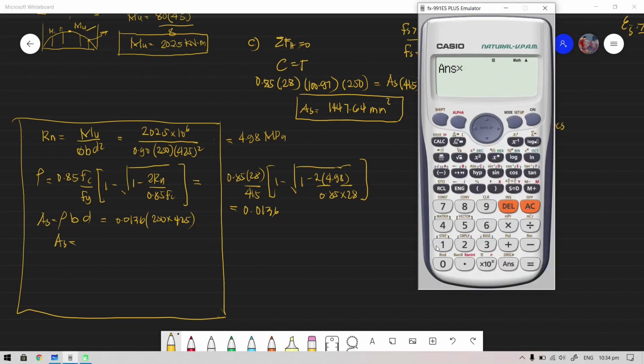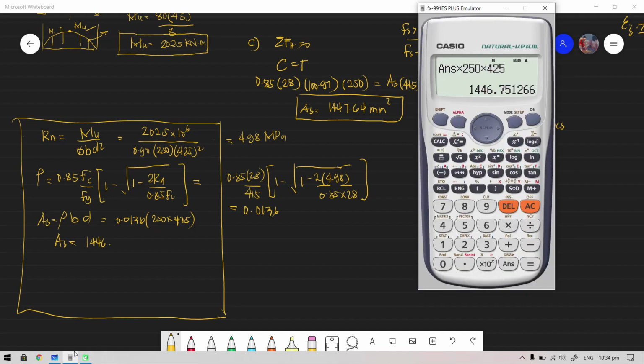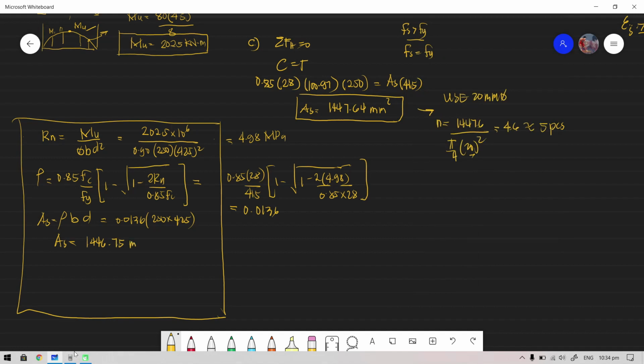Okay, multiply ko lang ito ng AS, 250 times D, 425. So, 1446. Parehas lang yan. So, 1446 point. Sir, sabi mo parehas. Bakit pagkaiba naman? Okay, so, di ka kumpiyado naman pag di mo pa i-consider yan. Okay, AS. Okay, may iba pang solution.